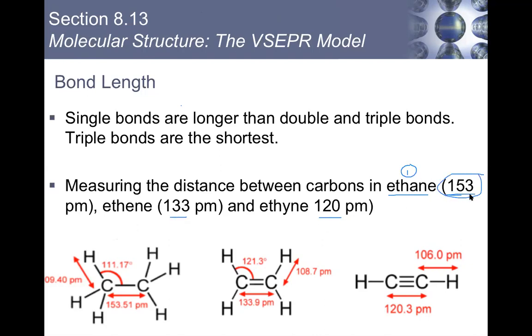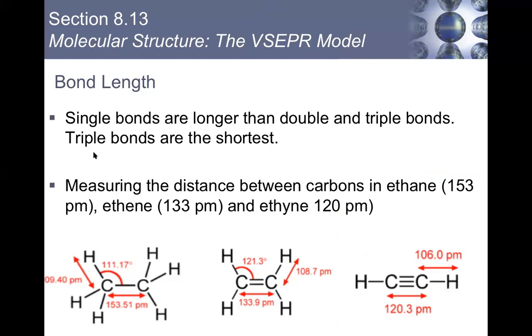So a single bond is longer. Then the double bond's length is 133 picometers. And then the triple bond's length is 120 picometers. So this is just showing you that the bond length gets shorter as you add more bonds. Which bond is the strongest? Ethane, ethene, or ethyne? Ethyne. Triple bond's going to be the strongest.